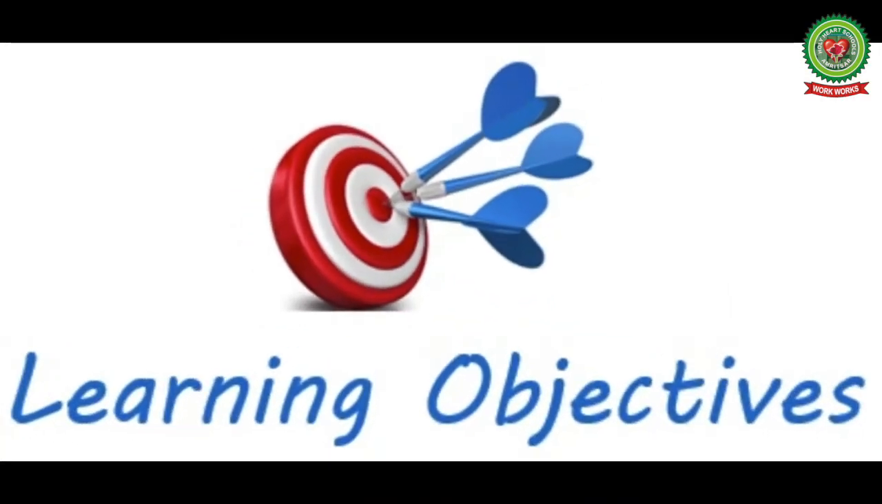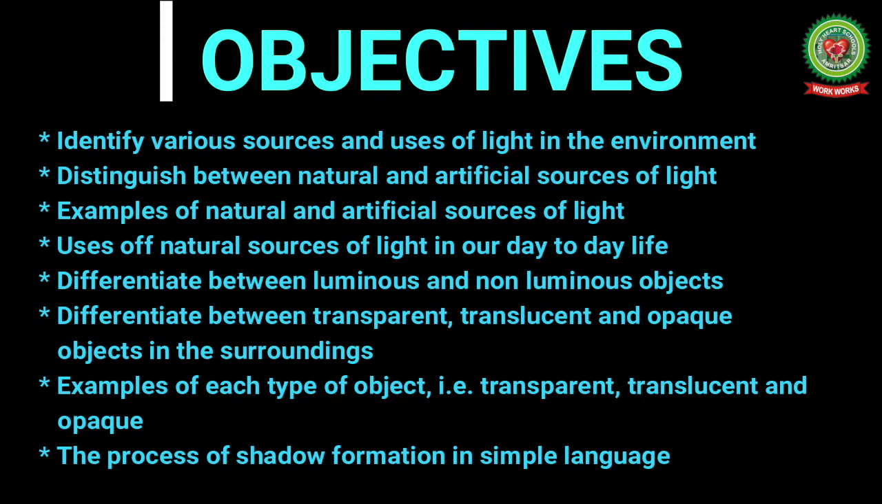The objectives of this chapter are: identify various sources and uses of light in the environment, distinguish between natural and artificial sources of light, examples of natural and artificial sources of light, uses of natural sources of light in our day-to-day life, differentiate between luminous and non-luminous objects, differentiate between transparent, translucent and opaque objects in the surroundings, examples of each type of object: transparent, translucent and opaque, and the process of shadow formation in simple language.